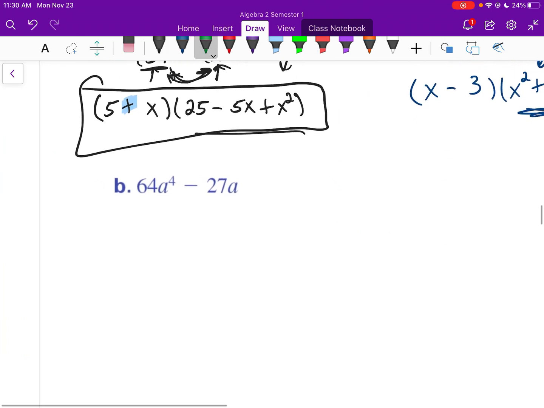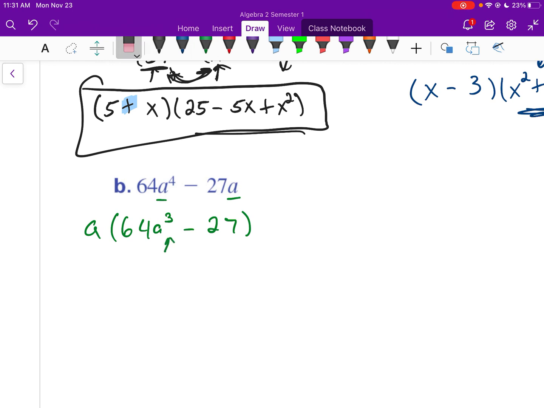All right, so the third one there, we got 64a to the 4th minus 27a. There is a greatest common factor here. Okay, both terms have an a, so I need to factor out an a first, which will give me 64a cubed minus 27. Okay, in this case, again, I see an a cubed, so there's a possibility that inside the parentheses there that will factor further. And what I'm going to notice is that they are perfect cubes.